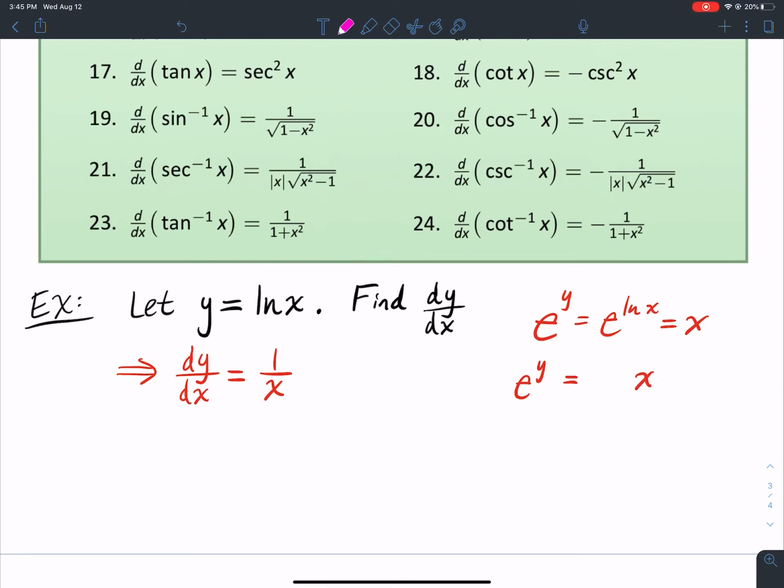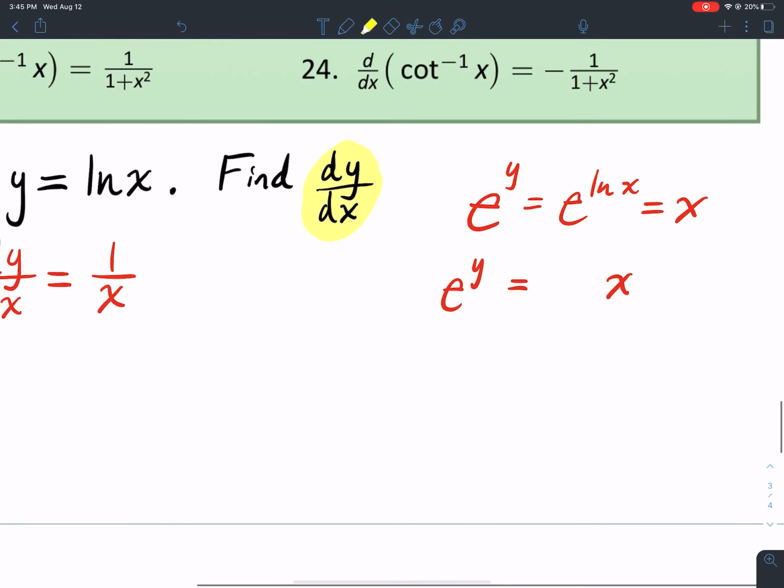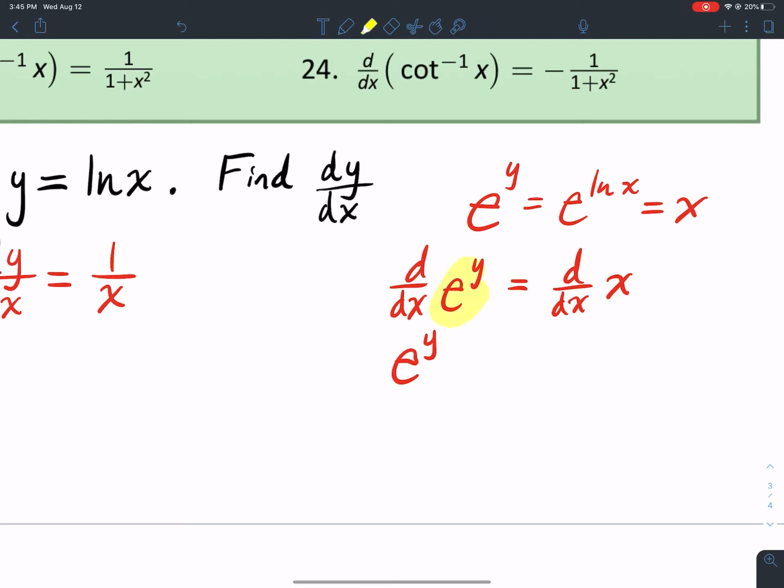Okay? Now that I've transformed it, I'm going to use implicit differentiation to find dy/dx. So I'm going to take the derivative with respect to x of both sides. The derivative of e to something is e to the something times the derivative of the something. The something is y, so dy/dx. The derivative of x is just 1. Now, how do I get dy/dx by itself? I divide both sides by e to the y. It cancels on the left.